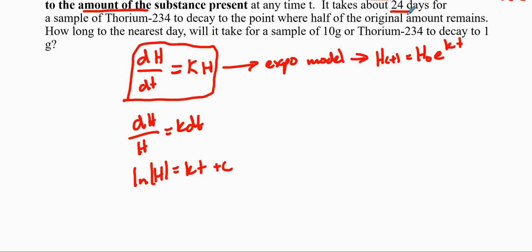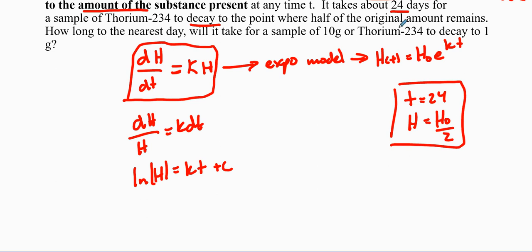It takes about 24 days for the sample of thorium to decay. So when T equals 24 days, it has decayed to a point where it's half, whatever half of the initial amount is. So H is going to be half of whatever that initial amount is. I'm going to call this initial amount H of 0. H of 0 is the initial amount, and H is half of that. So that's our first point.